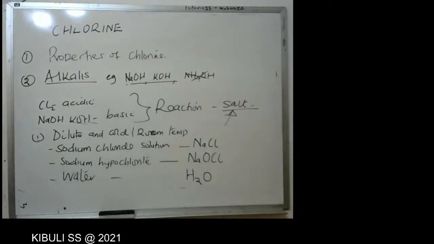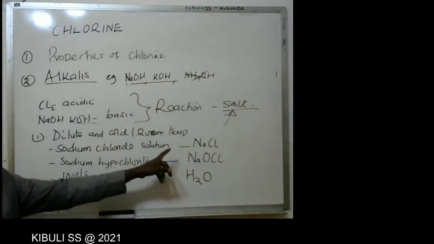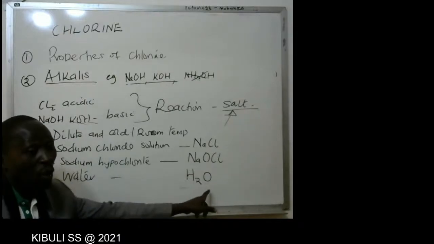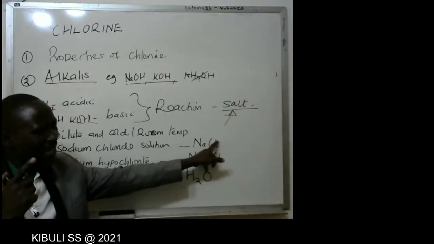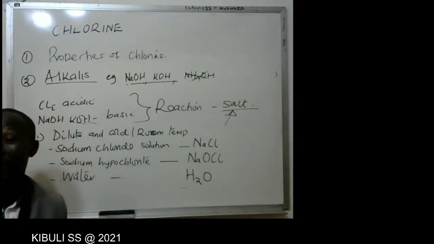Now we can come up with a chemical equation because we have a word equation. If we write notes, the notes are available on the website. But if we write a few statements, it means chlorine being acidic readily reacts with alkalis to form respective salts. And what are these salts? A chloride, a hypochlorite, and water. The name of the chloride depends on the name of the base.